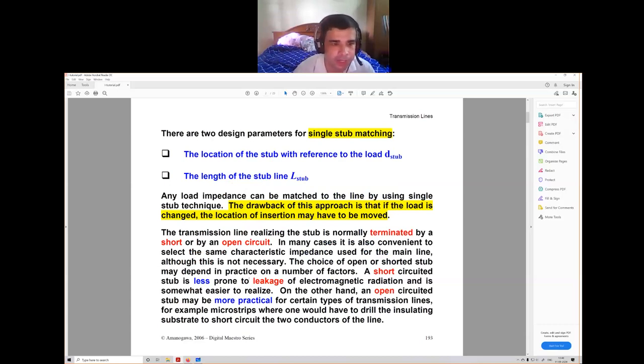Can you understand this paragraph? If you don't understand, tell me. Do you understand what is written in this paragraph? If you don't, tell me. But I'm sure you understand. Is it okay?